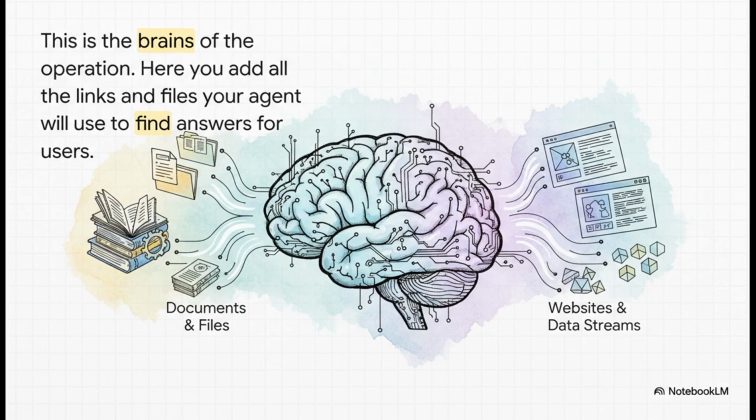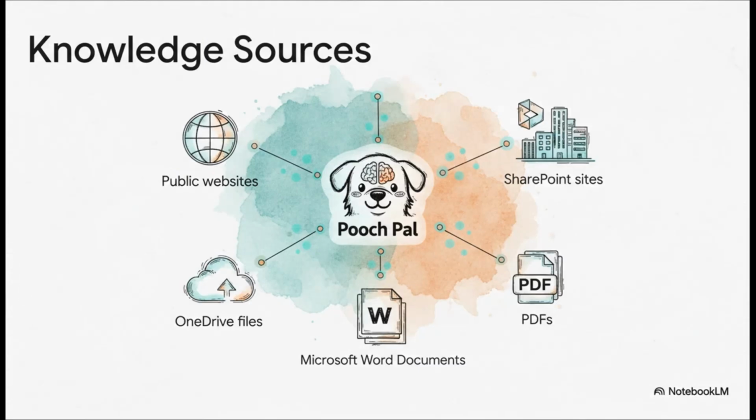This all happens in the knowledge base. This is where we'll upload all the documents and links that our agent is going to use to find answers to questions. And you can feed it info from all sorts of places. You can point it to your public website, connect it to SharePoint sites, or just upload files directly from OneDrive. You know, things like Word docs and PDFs. Here's a key tip. If you use a website, the agent's knowledge stays up to date automatically. For documents, though, you'll have to re-upload them whenever they change.